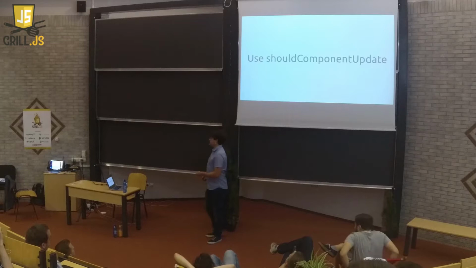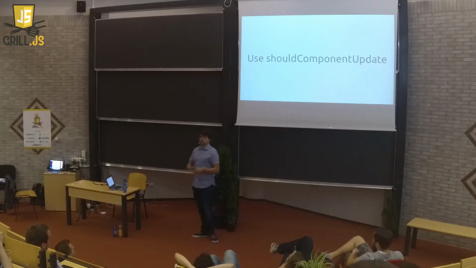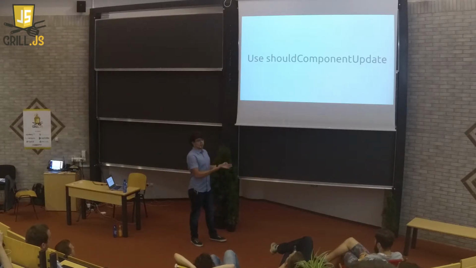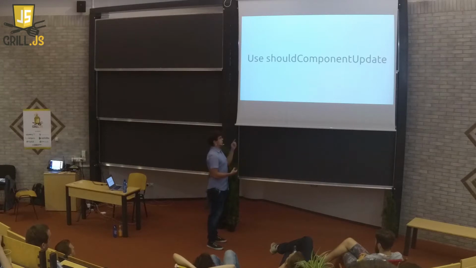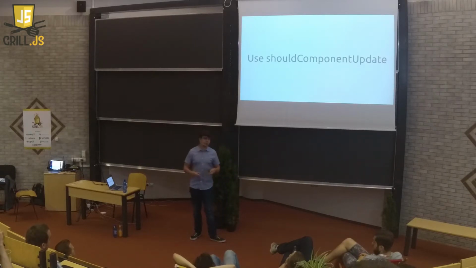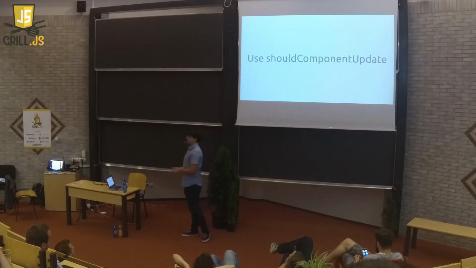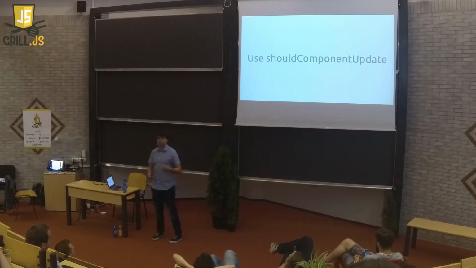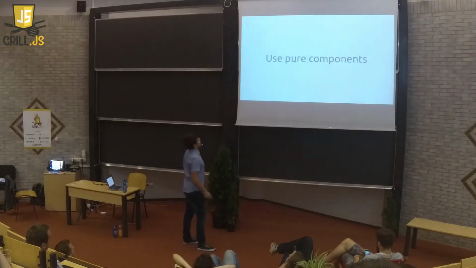shouldComponentUpdate, for those of you who don't know, is a lifecycle method that is run before every single render, and you can use the result of it. Basically, if you return false from this function, the component won't be rendered again. If you want to freeze your component, you can basically put return false in it. And this is sometimes useful. If you're absolutely sure that your component doesn't need to render again, you can just return false, and that's it.